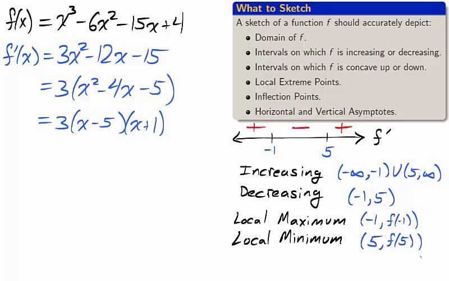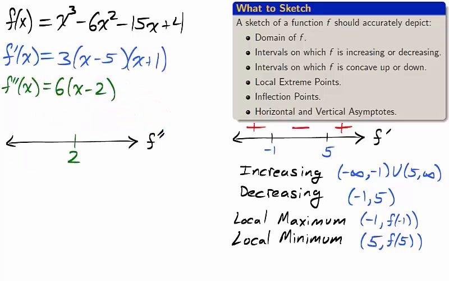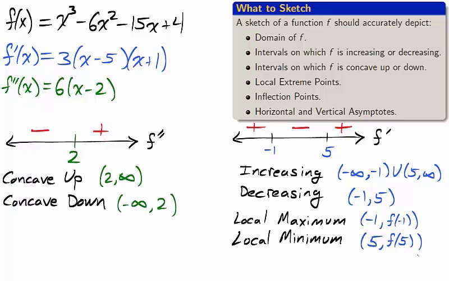We use the unsimplified form of f prime to find the second derivative, which we simplify by factoring out 6. We divide the number line into intervals using the 0 of the second derivative, x equals 2. And we use the test points 3 and 0 to determine if the second derivative is positive or negative on these intervals. Using the concavity test, f is concave up from 2 to infinity, while f is concave down from -infinity to 2. The only inflection point for f is (2, f of 2).